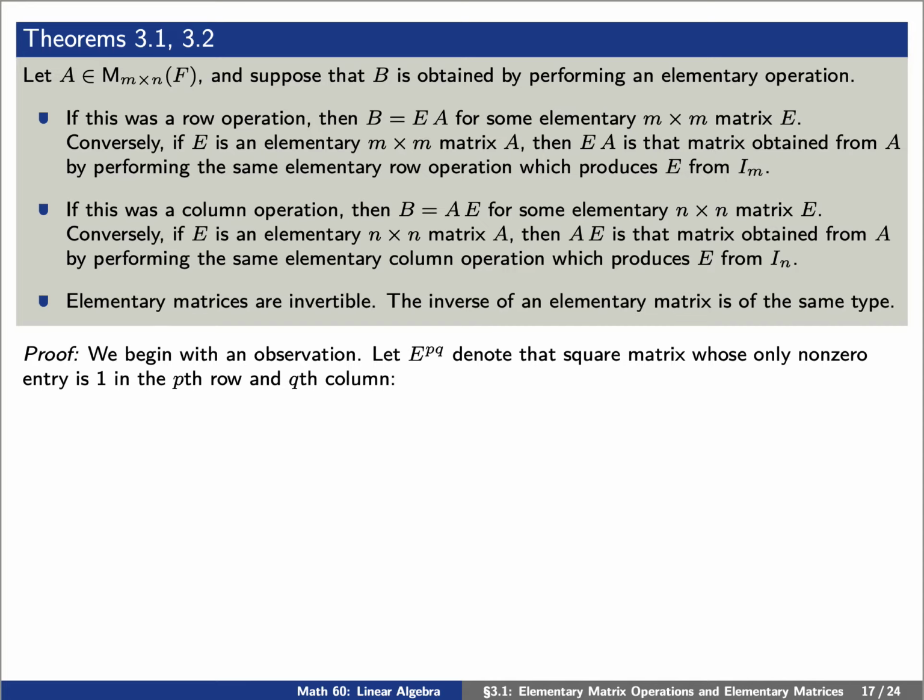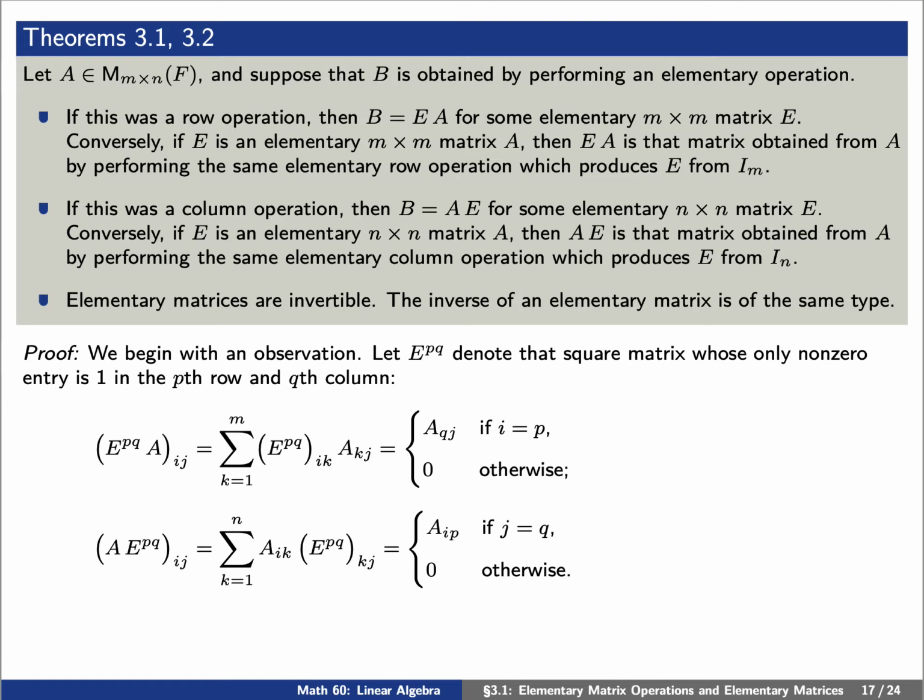We'd like to prove these theorems, but first let's begin with an observation. Let EPQ denote that square matrix whose only non-zero entry is in the pth row and qth column. We can try to multiply EPQ on the left times A, or EPQ on the right times A. Here, we're looking at the ij entry of the matrix EPQ times A, or the ij entry of A times EPQ.